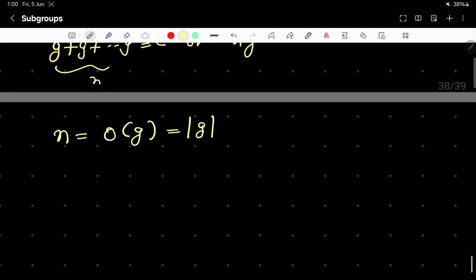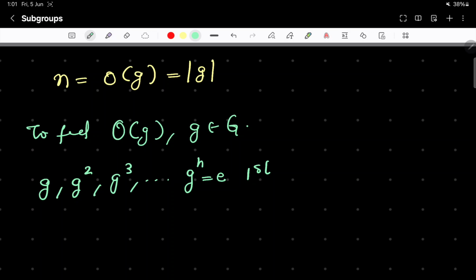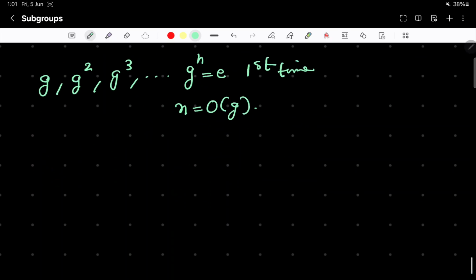So how do we find the order of an element in a group? To find the order of g for g belonging to G, you try to calculate the sequence g, g square, g cube, like that. At some position you get g raised to n equal to e for the first time. This n is your order of g. Let's see one example.